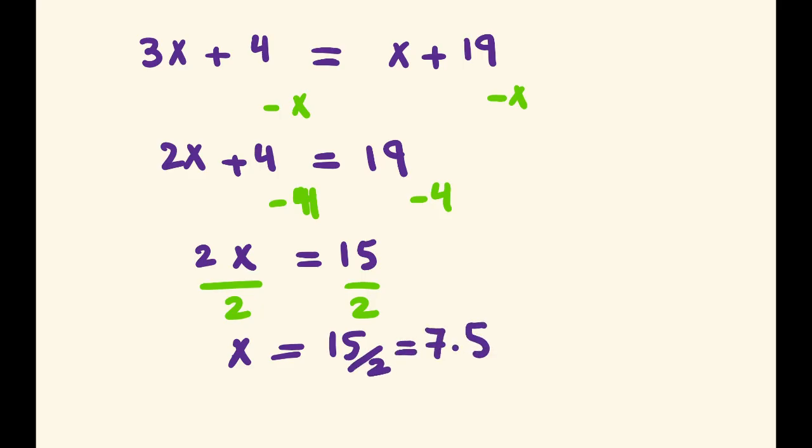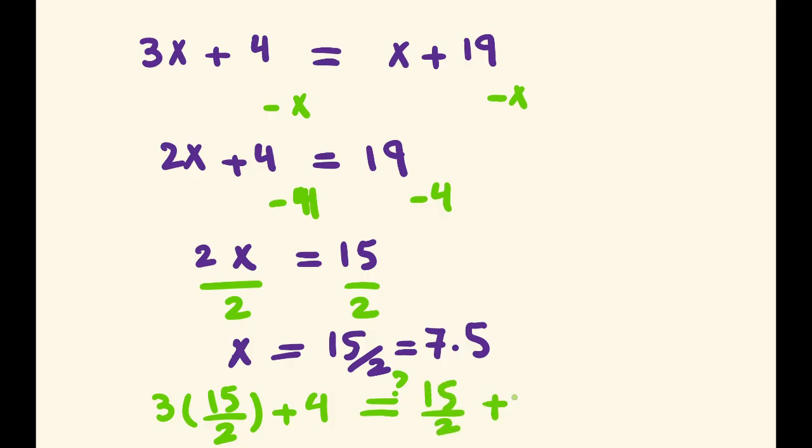And also we can check if our answer is correct or not. We use the original equation and we plug in 15 halves, or 7.5, to check if our answer is correct. So we have 3 times 15 halves plus 4, and we check if it equals 15 halves plus 19. We do the calculation to see if our answer is correct or not.